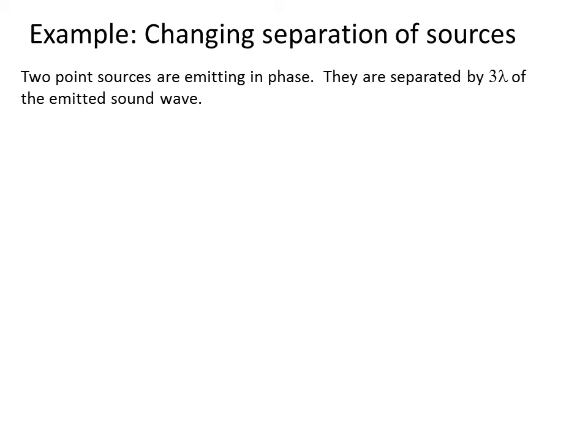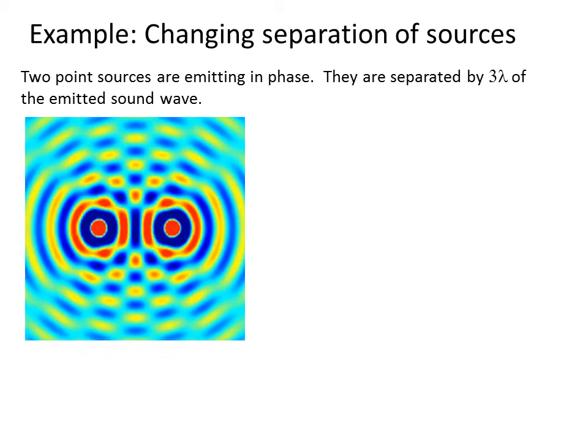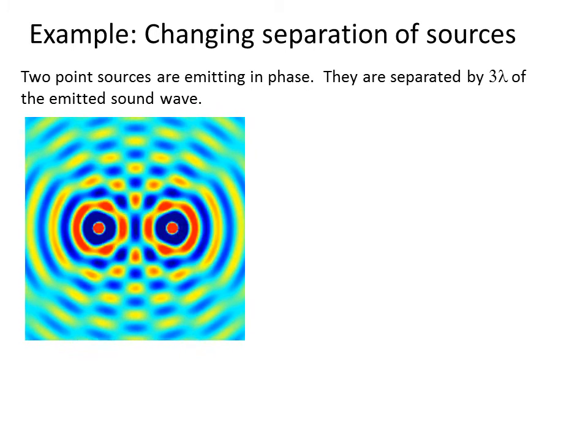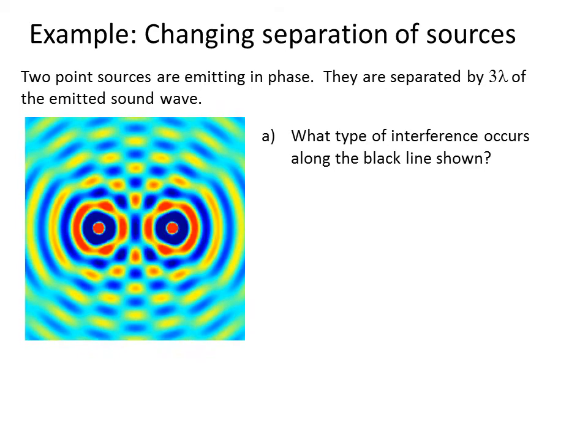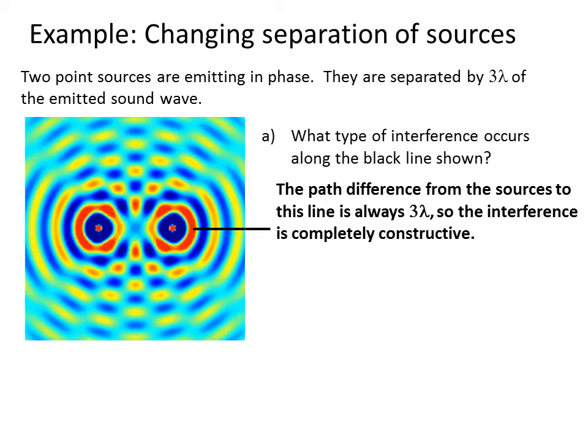Let's look at an example of changing separation of sources. Again, we have two point sources that are emitting in phase, and they are separated by 3 wavelengths of the emitted sound wave. Okay, so here we have the depiction again. What type of interference occurs along the black line shown? We have a black line heading off to the right, and we see constructive interference. That's because the path difference from the sources to this line is always 3 times lambda, so it's always 3 wavelengths, so the interference is completely constructive because it's an integer multiple of wavelengths.